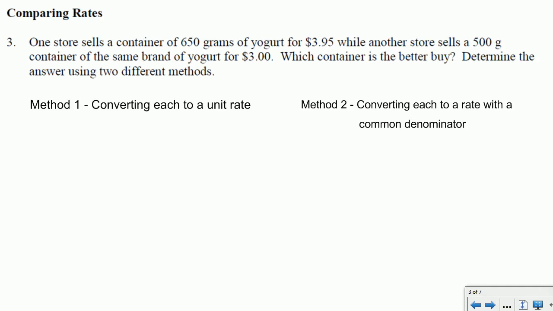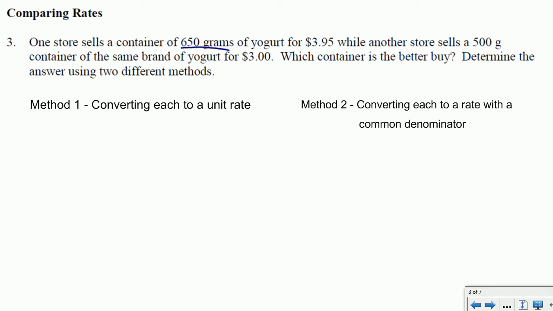So in this next question, we're at the grocery store. One store sells a container of 650 grams of yogurt for $3.95, while another sells a 500 gram container of the same brand of yogurt for $3. And we need to decide which container is better to buy. So the first way we're going to approach this is by converting each to a unit rate.